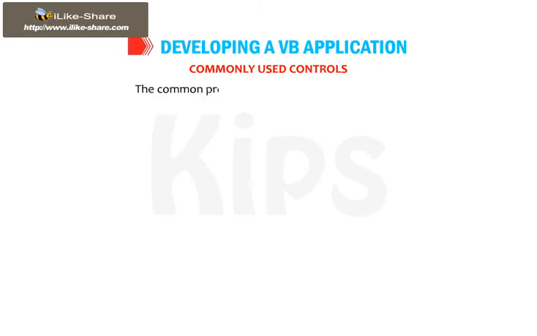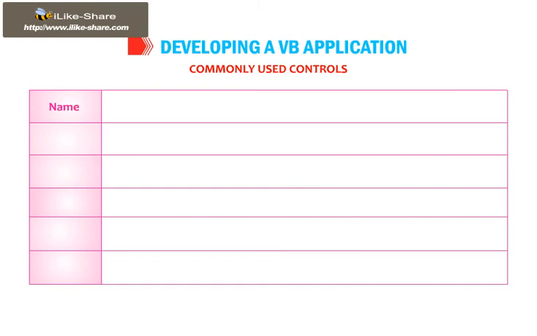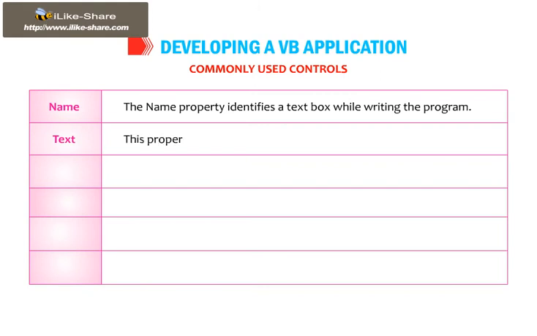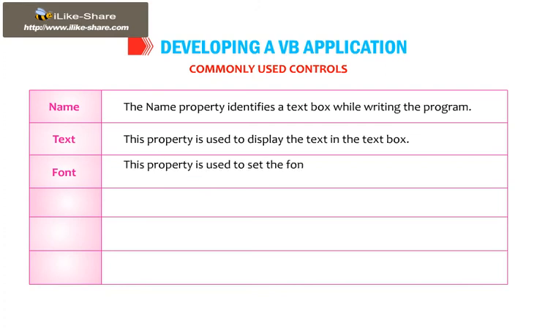The common properties of the text box control are: Name. The name property identifies the text box while writing the program. Text. This property is used to display the text in the text box. Font. This property is used to set the font size, font style, etc. for the text box.